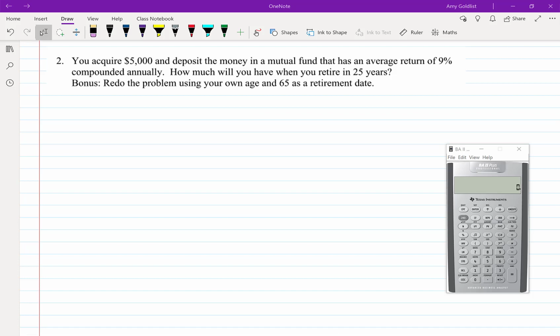Okay, let's start with question 2. You have $5,000 and you deposit the money in a mutual fund that has an average return of 9% compounded annually. How much will you have when you retire in 25 years?